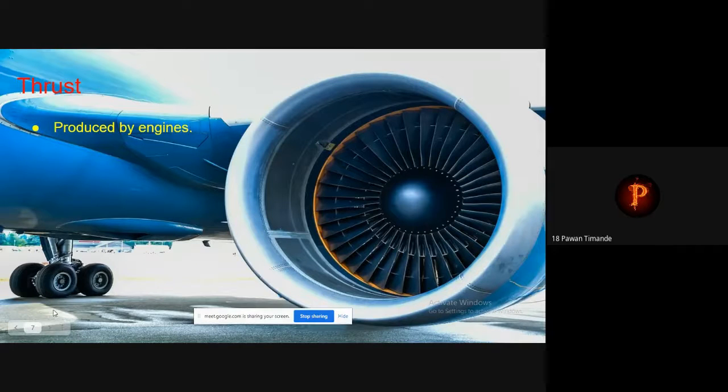Now the other force responsible for flight is thrust, and thrust is produced by the engine. In the image we are seeing the engine, which produces a high amount of thrust, responsible for the motion of the aircraft. As the engine starts, it increases the backward force. By the action-reaction pair, if the backward force is increased, the airplane starts moving forward with high speed.